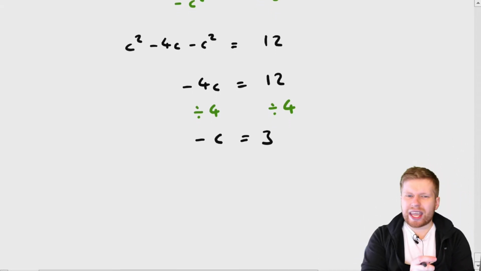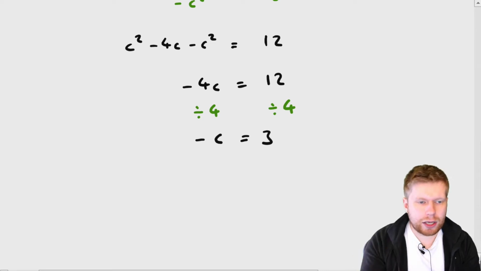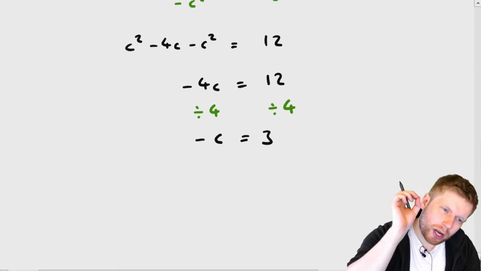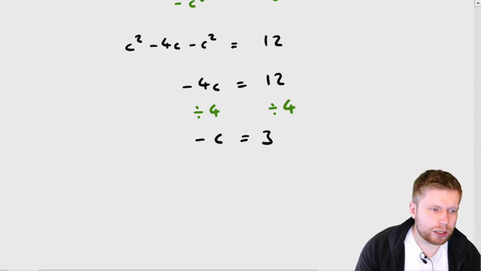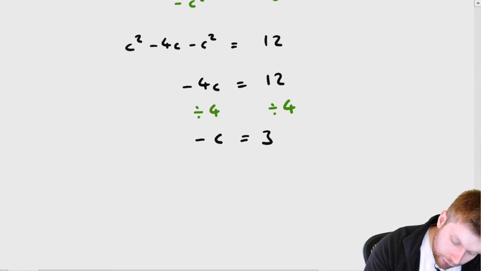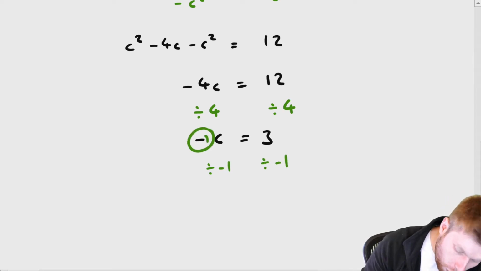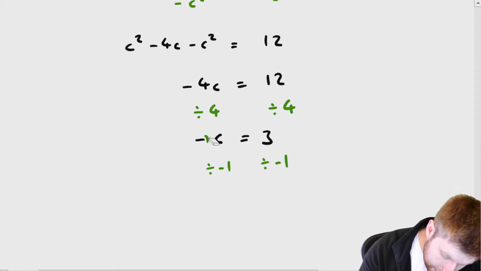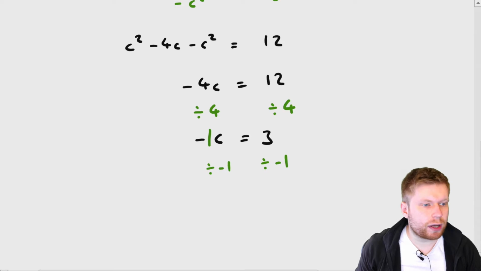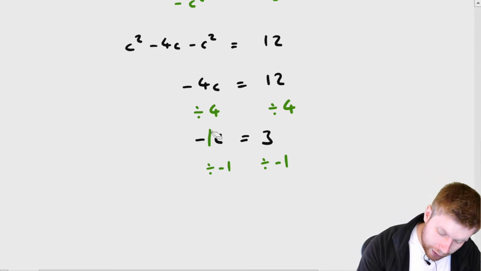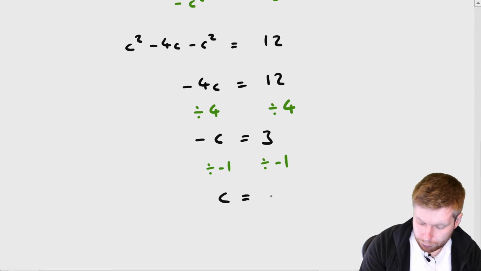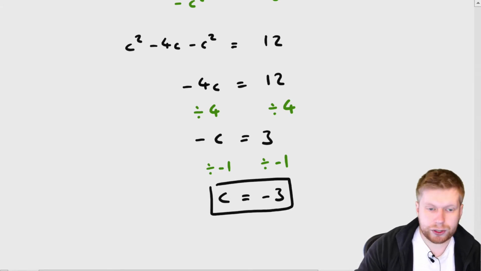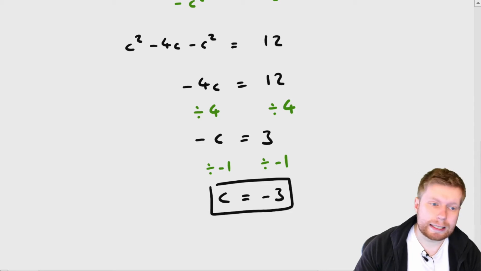Okay, but the issue is I don't want negative c. I just want the c on its own. Remember the whole point of solving equations like this is you're trying to isolate the thing which you don't currently know. So in this case, I've got negative c equals 3. In order to get this on its own, what I'm going to do is divide both sides by negative 1. You can almost think of this as negative 1 times c. So in order to get rid of that negative 1, I can divide by negative 1. If I divide by negative 1, negative c divided by negative 1 is just going to give me c, but 3 divided by negative 1 gives me negative 3. So that's my final answer, okay? So hopefully that makes sense, all right?